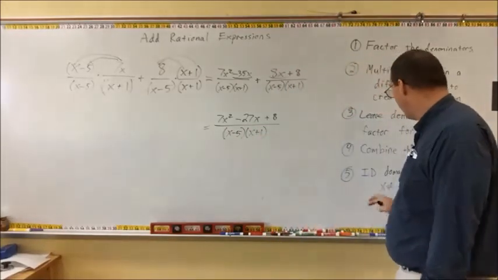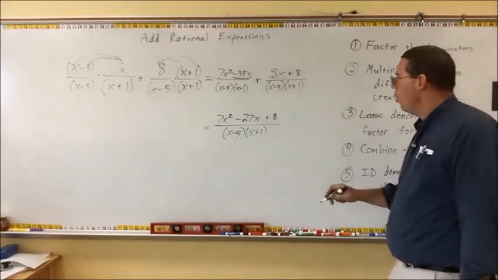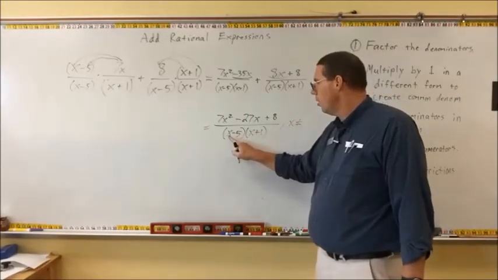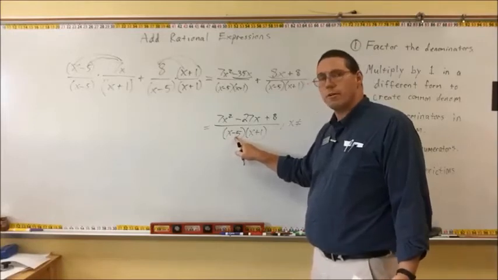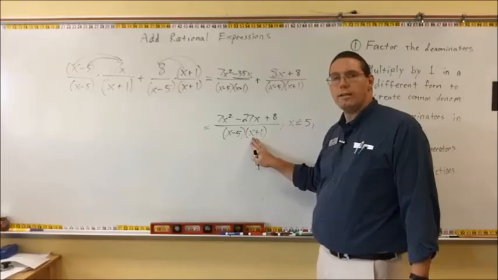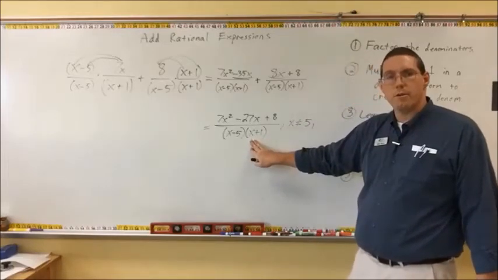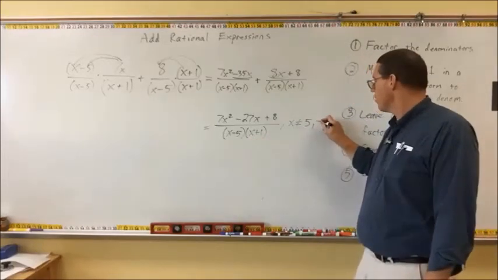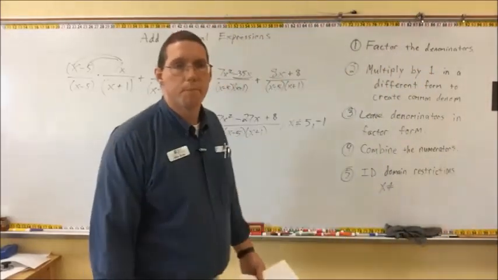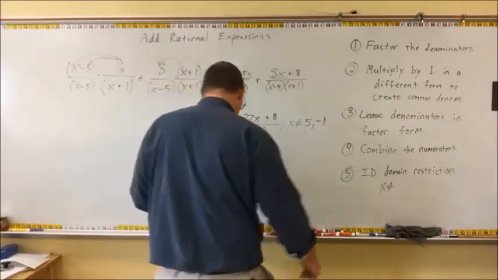Now we just need to identify our domain restrictions. What can x not equal? x cannot equal what? Minus 5 is equal to 0? 5. So x cannot equal 5, and what plus 1 is equal to 0? Negative 1. So x cannot equal 5 or negative 1, and we're done with that problem. Okay? Let's try another one.